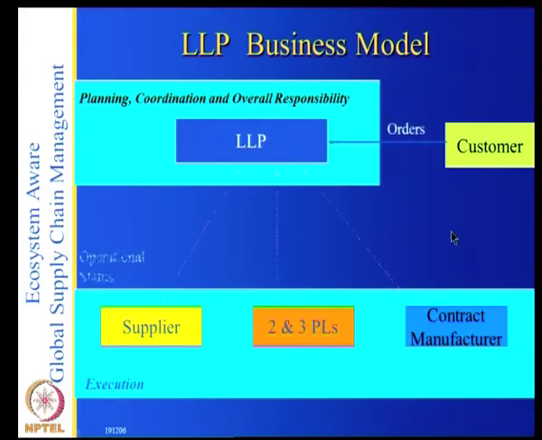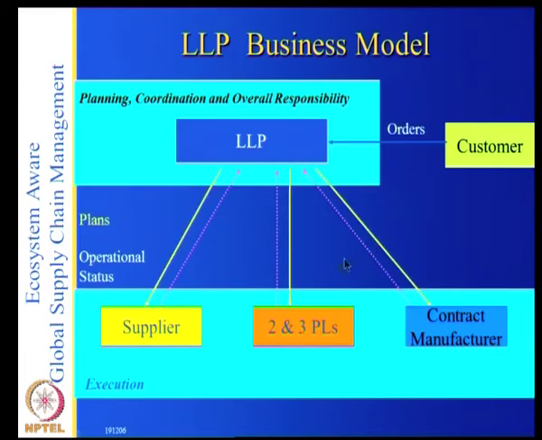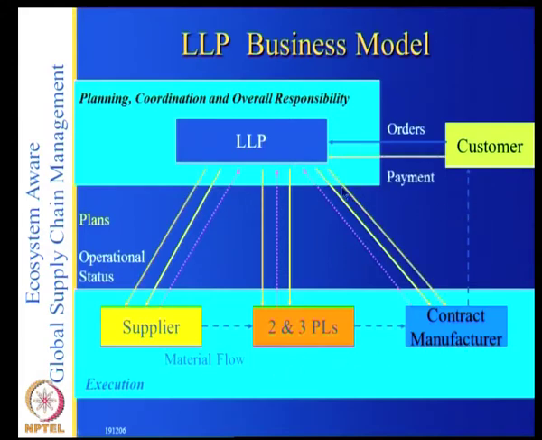So, once he receives the order, the operational status is found out, then the plans are given, the material actually flows through this, and the payment is done. So, from suppliers to 2PLs and so on, in between here are the ports and warehouses and others. And similarly, in between are the ports and warehouses in all these places.